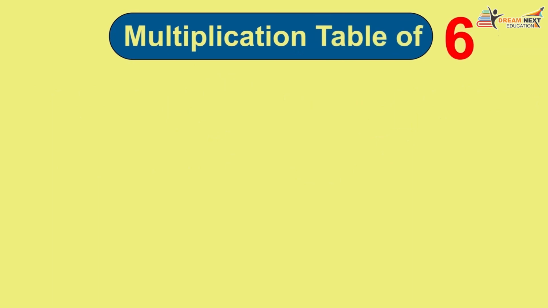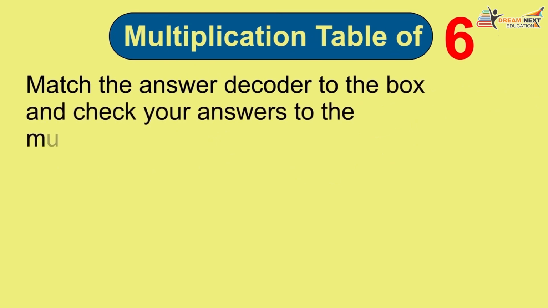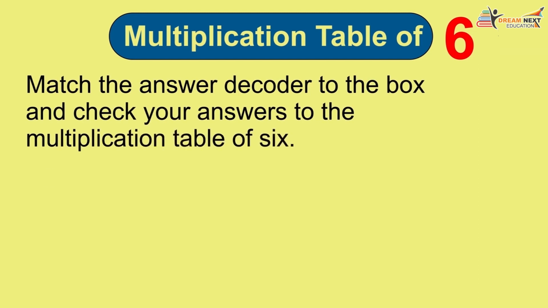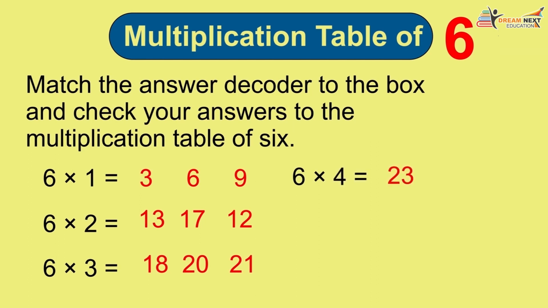Multiplication table of 6. Match the answer decoder to the box and check your answer to the multiplication table of 6. 6 into 1 is equals to 3, 6, 9. 6 into 2 is equals to 13, 17, 12. 6 into 3 is equals to 18, 20, 21. 6 into 4 is equals to 23, 24, 19. 6 into 5 is equals to 25, 49, 30.